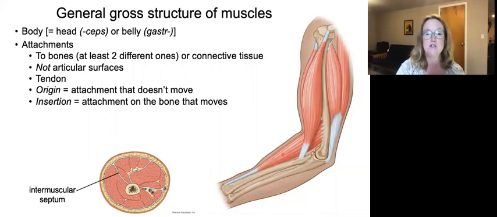Muscles may attach to bone through a tendon. A tendon is a tough connective tissue structure that attaches a muscle to a bone, more specifically to the periosteum of a bone.